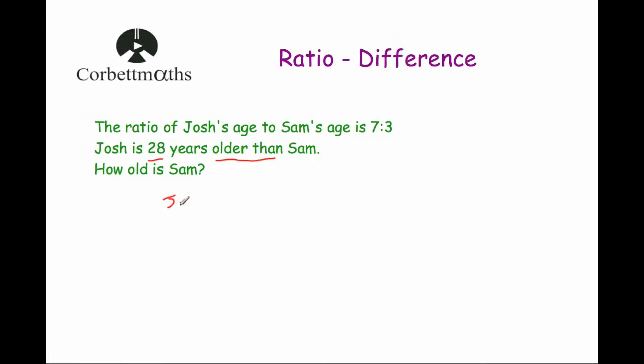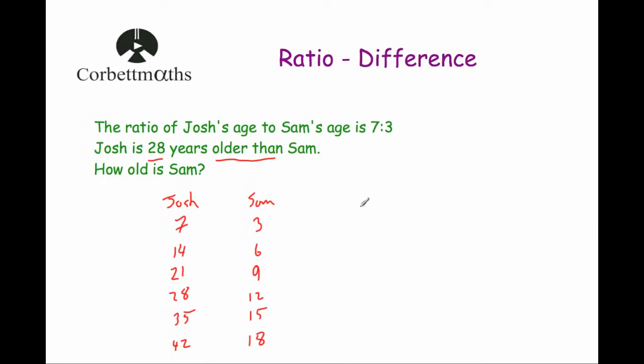So we're going to write Josh, and we're going to write Sam, and we're going to write down the multiples of 7 and 3. So we're going to say for every 7 years, 3 years, another 7 years, another 3 years. And we're looking for a difference of 28 here. So another 7 years, another 3 years. Still not big enough. Another 7 years, another 3 years, another 7 years, another 3 years. Now we've only got a difference of 20, so we need to keep on going. So another 7 years, another 3 years. The difference now is 24.